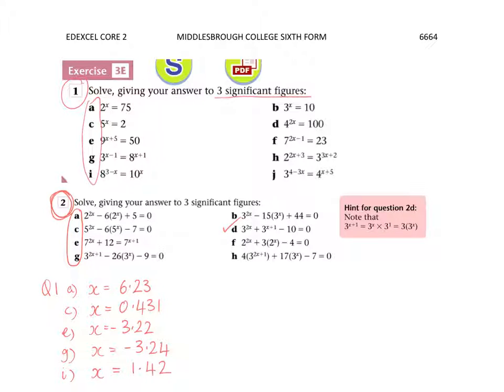Right, we're going to move on to the previous example. So, exercise 3E, question 2, A, C, E and G. I'll give you 5 minutes for that one.